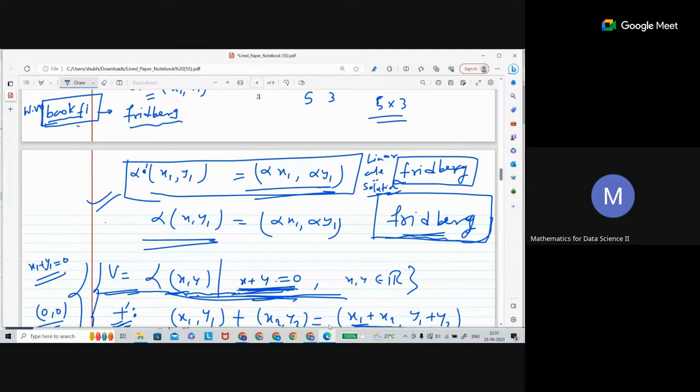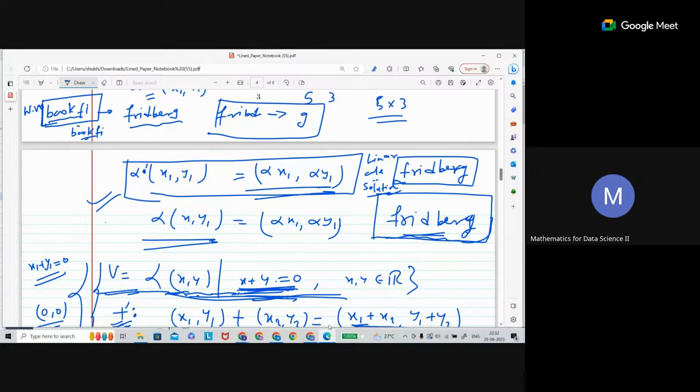Not only mathematics, any kind of book: science, arts. I don't know how many books are there. Bookfi, B-O-O-K-F-I. On this website you will get all the books. And in a Google search, if you search solution of Friedberg, you'll get the solution PDF itself. There you can solve lots of examples and see the solutions also. And there is another book.